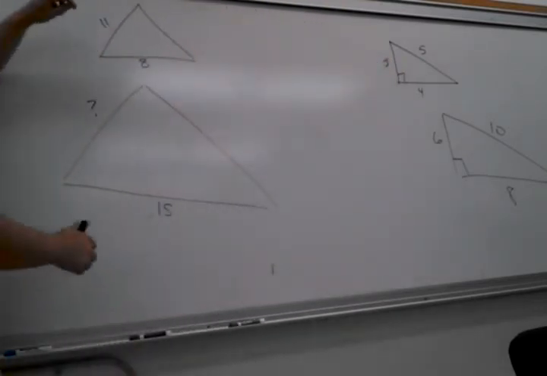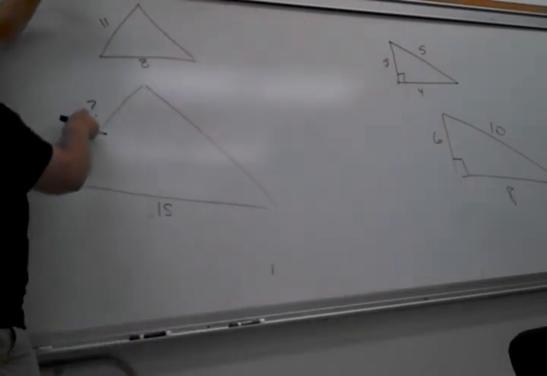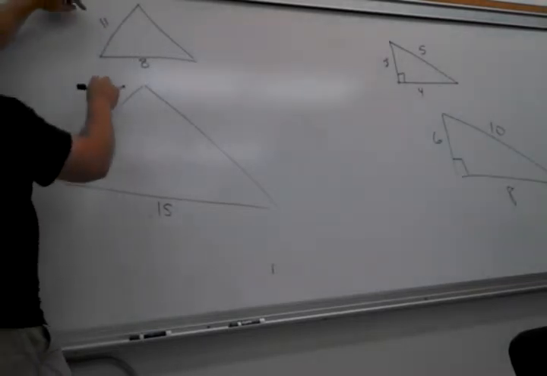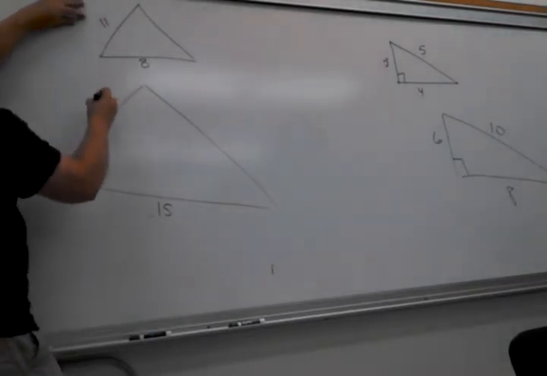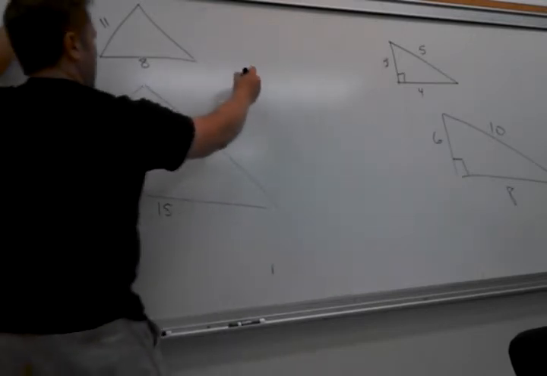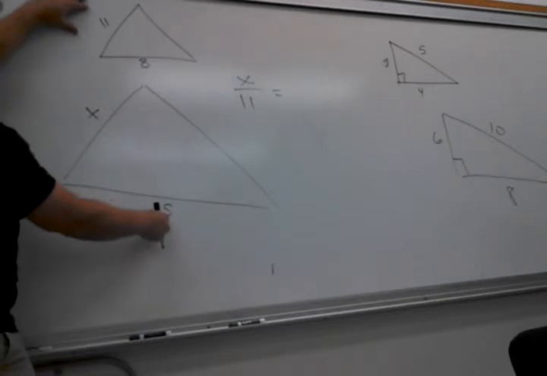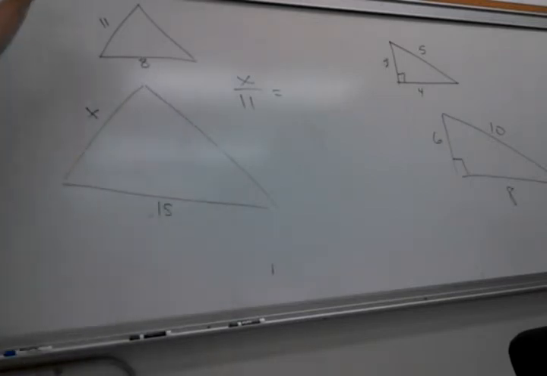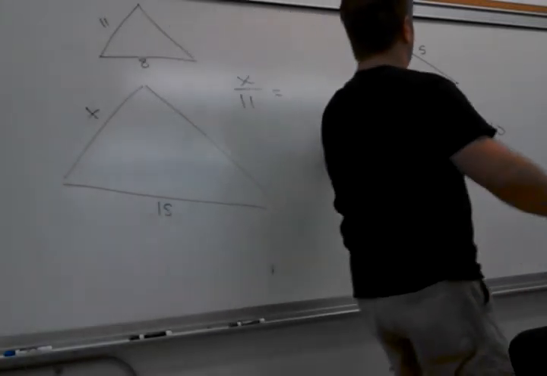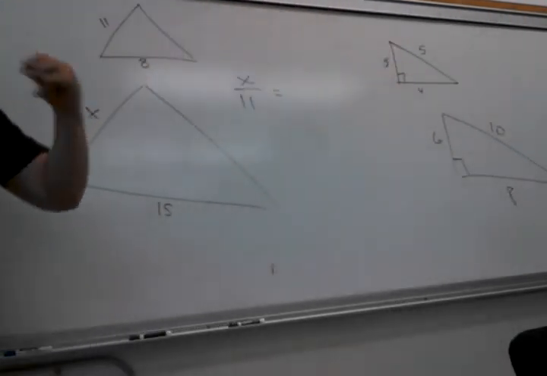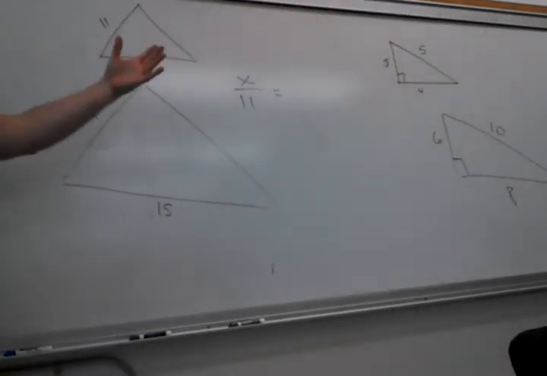So I want to say this is some multiple bigger than this, right? So whatever this is, let's call this x. Whatever x divided by 11 is, it must be the same thing that 15 divided by 8 is. The same way that 6 divided by 3 has to be 8 divided by 4. They all have to be 2. They're twice as big, right? So you can set up that proportion.